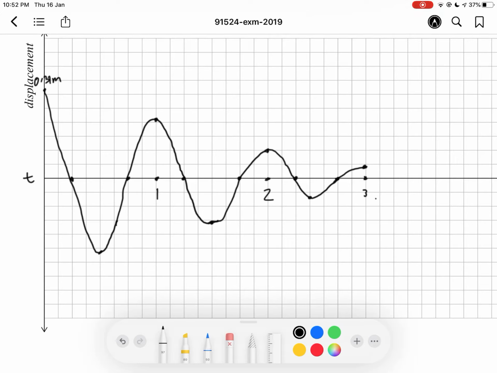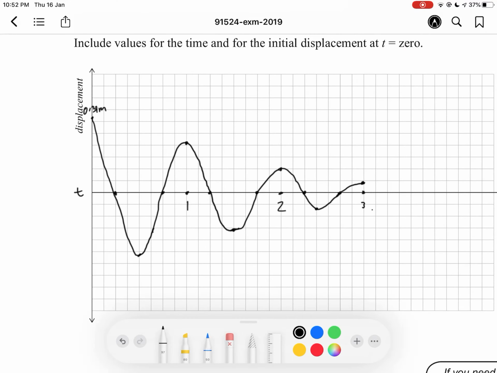Right, so your graph should look something like this. As you can see, each time period remains the exact same for each oscillation. However, the maximum displacement keeps decreasing each time it cycles around. So for this graph, you should be able to get up to a merit grade, assuming you have the correct time period. The time period stays constant, and you have the decreasing displacement over time.